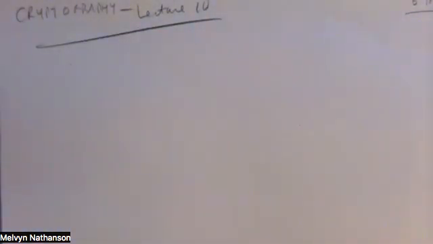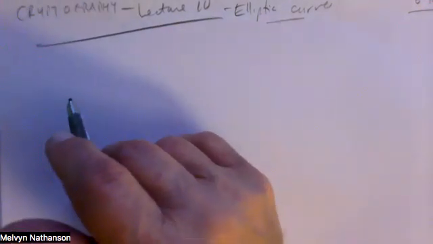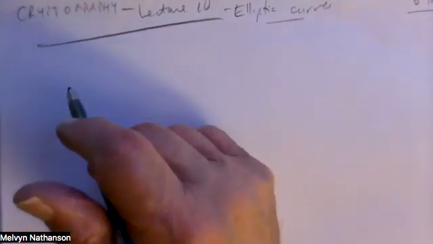So this is Cryptography Lecture 10. And what we started in Lecture 9 was the study of elliptic curves. We're starting with elliptic curves over the real numbers and the rationals, and we'll then move to elliptic curves over the finite field with p elements. But let's just review what we did yesterday, because this is somewhat new.